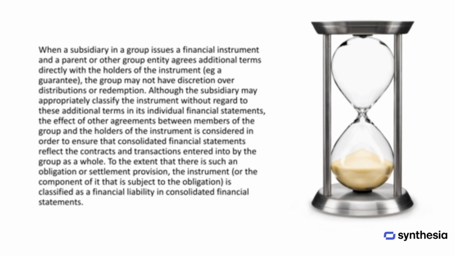When a subsidiary within a group issues a financial instrument and a parent or another group entity enters into additional agreements directly with the holders, such as providing a guarantee, the group may not have discretion over distributions or redemption. While the subsidiary can classify the instrument in its individual financial statements without considering these additional terms, the consolidated financial statements take them into account. This ensures that the statements reflect all contracts and transactions made by the group as a whole. If there is such an obligation or settlement provision, the instrument or the part of it affected by the obligation is classified as a financial liability in the consolidated financial statements.